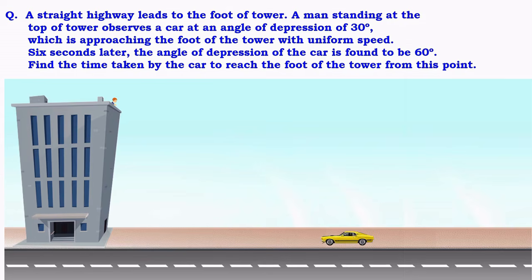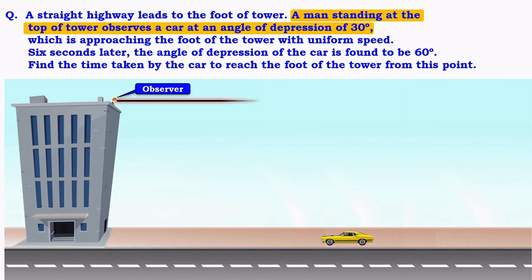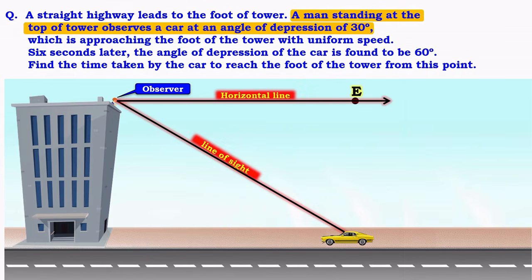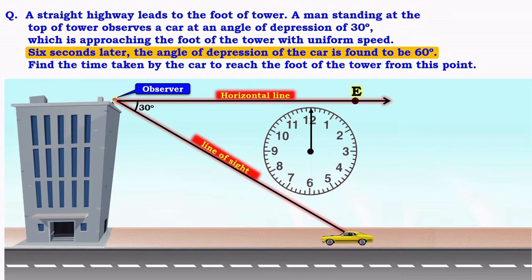Now, let us understand the figure. Point P represents the observer standing at the top of the tower, and point A represents the foot of the tower. The horizontal line through the observer is BE. Initially, the car is at point D, and the angle of depression is 30 degrees.